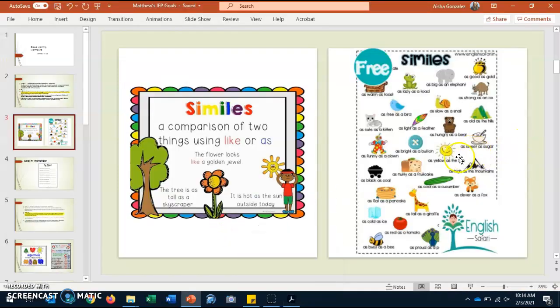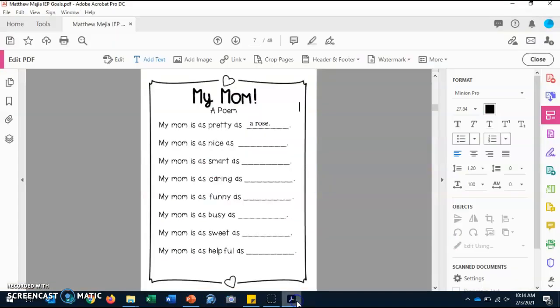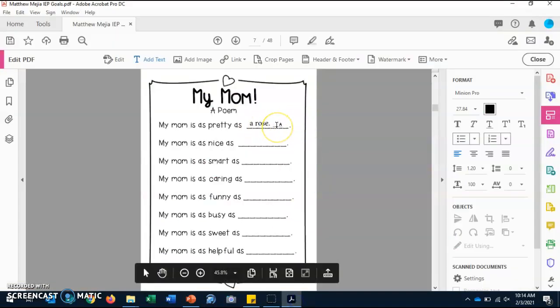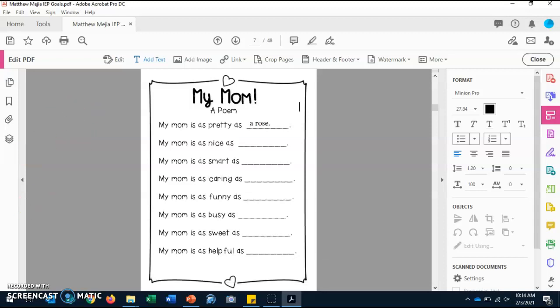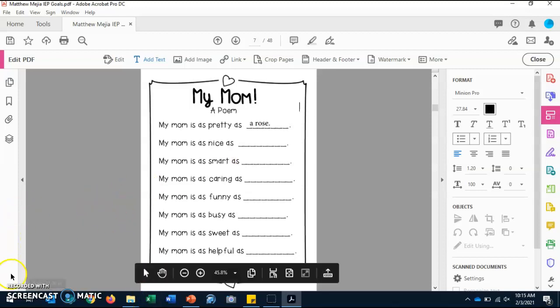As sweet, look, as sweet as sugar. You can also put as sweet as candy, because candy is sweet too. As sweet as chocolate. You can use these to help you out, or you can also make up your own, like how we did for the first one. If you have any questions, please feel free to reach out to me, and I'm here to help, Matthew. If not, we will continue to work on goal number 2.